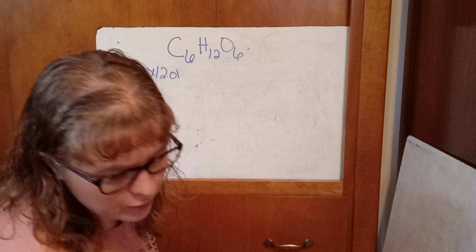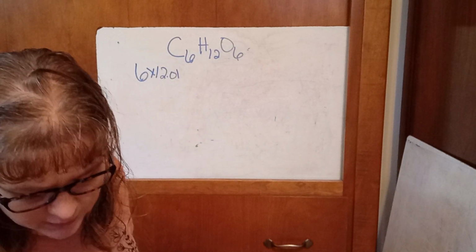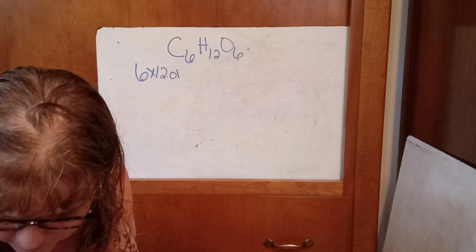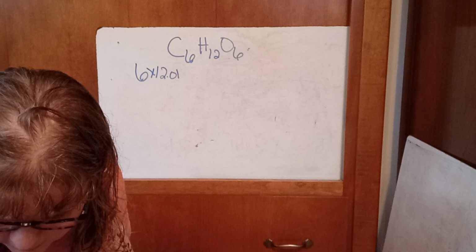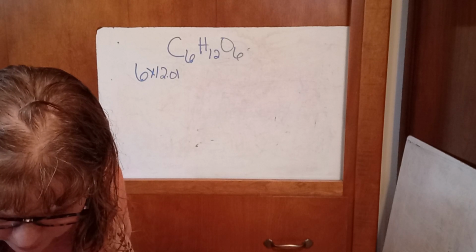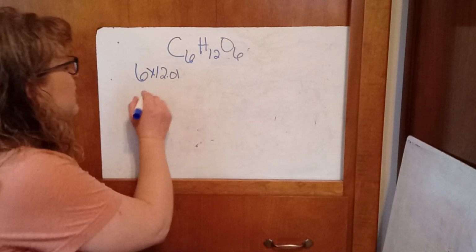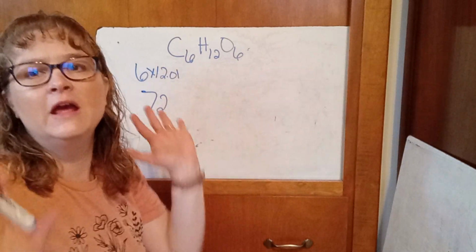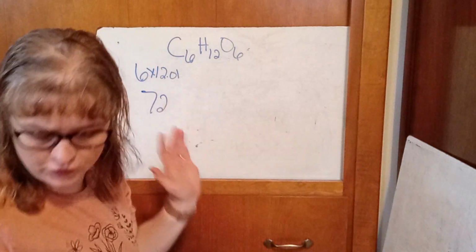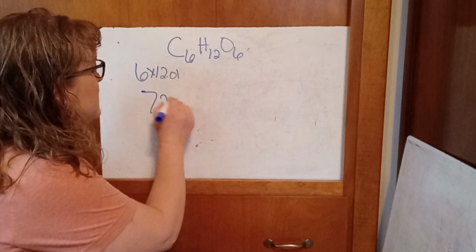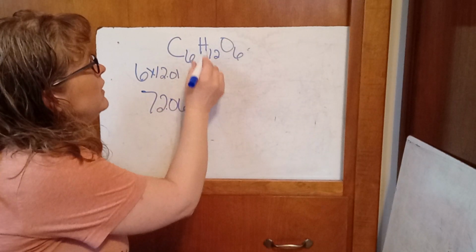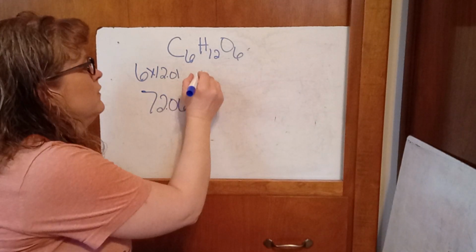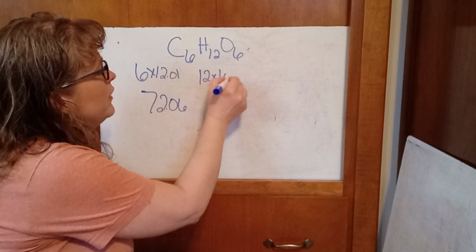6 times 12.01 is, did I not write that out? Let me use my calculator. 6 times 12.01. The book kind of skips steps, and you can put the whole long thing into your calculator if you know how to use it. But if you don't, just do it step by step. Don't rush it. Okay, now we need to do hydrogen. Hydrogen is 12 times 1.01.